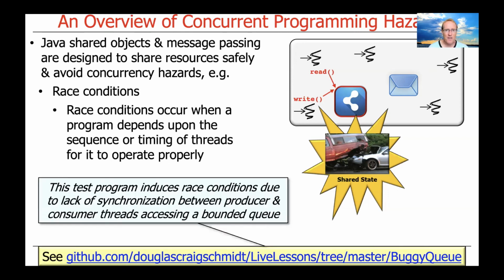If you want to see an example of a race condition that's very obvious once you start running the program, take a look at this example down here below. This is something I call buggy queue, and it intentionally induces a race condition by using a queue that doesn't have any synchronization in it. When multiple threads add elements to the queue and try to remove elements from the queue, because there's no synchronization, the internal fields of the queue get all scrambled up, the results are nonsensical, and the program basically blows up and ends up with a null pointer exception very quickly.